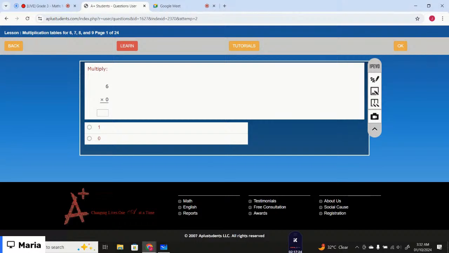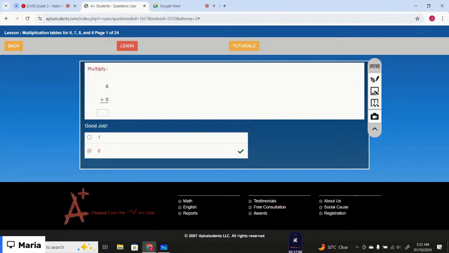That is 6 times 0, which is the correct option. So multiplying the number with a 0 makes it 0. So 6 times 0 is 0. Option number 2 is the correct option. Whatever number you are multiplying with 0, the answer is always a 0. So 6 times 0 is 0.